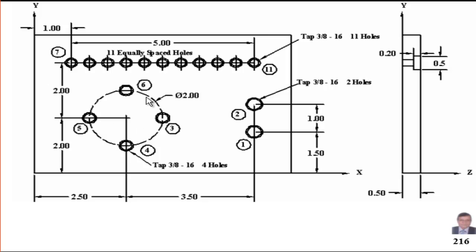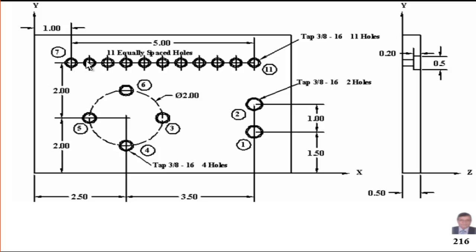What is the configuration of these holes? Again, it is very similar to that one. It is the same as this one, but it is 4 holes instead of 2. So it has the same requirement. What about the third group, starting from hole number 7, 8, 9, 10, up to hole number 11? So this is the third group. It is 11 equally spaced holes.